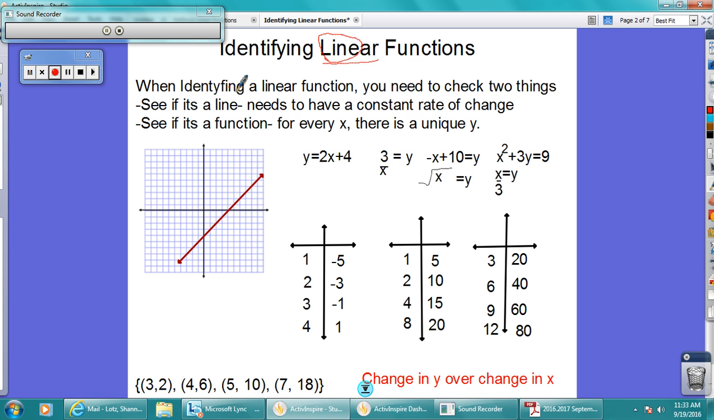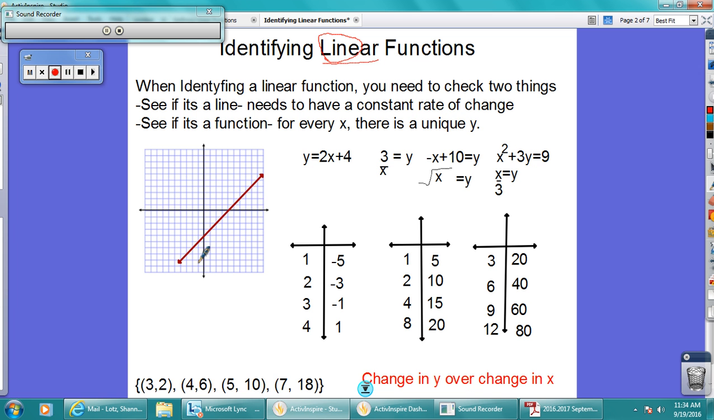Okay? Now, when identifying a linear function, you need to check two things. You need to first, of course, see if it's a line. And what I mean by line, it needs to have a constant rate of change. We'll talk about what a constant rate of change means. We also need to make sure it is a function. For every x, there is a unique y.